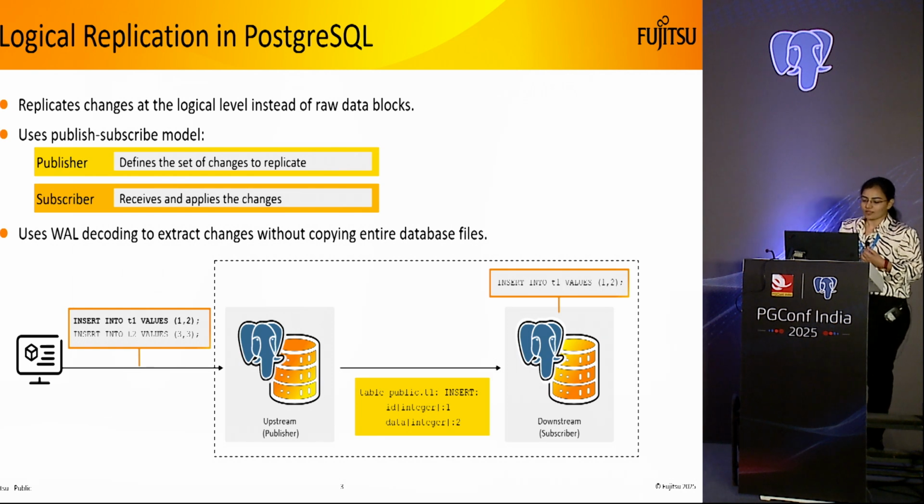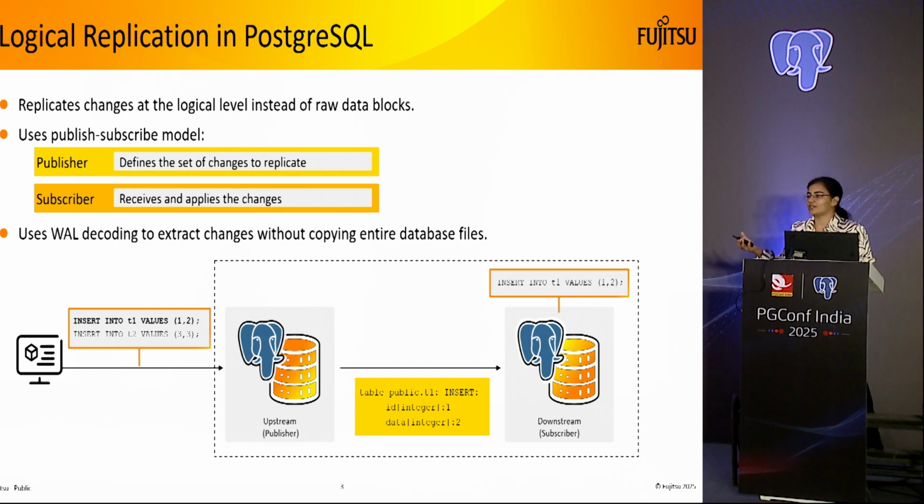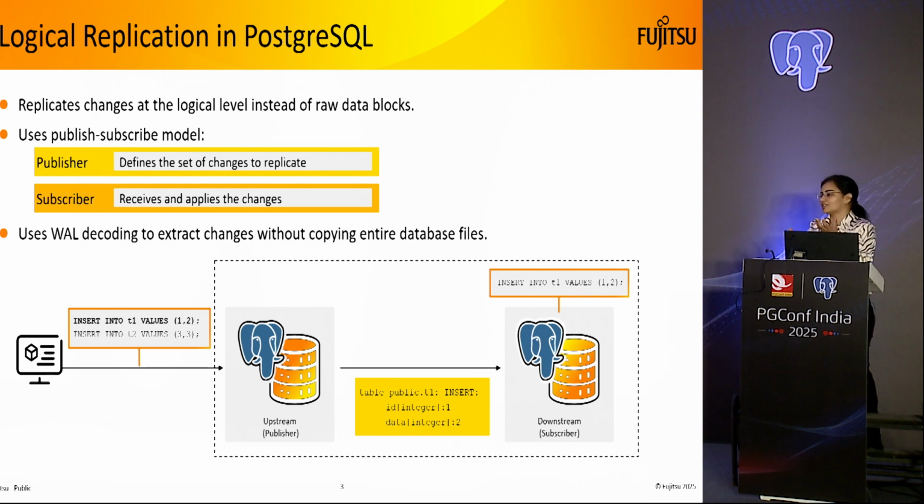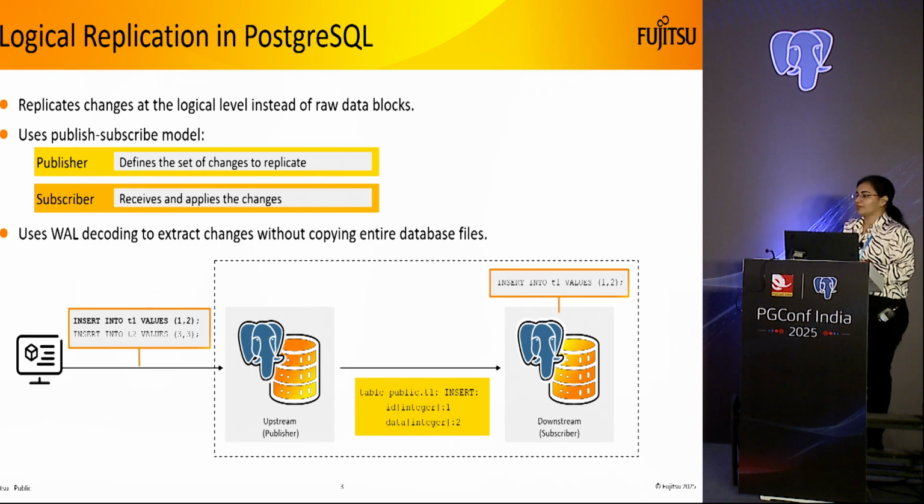That's why we call the upstream node the publisher in logical replication, and the downstream node the subscriber node. One main difference between physical replication and logical replication is that logical replication also uses WAL to see the changes and send them to the subscriber, but to do that it uses a concept of WAL decoding, also known as logical decoding. By using logical decoding, it can find out what actual data is relevant and what actual data a subscriber needs, and it can send it over.